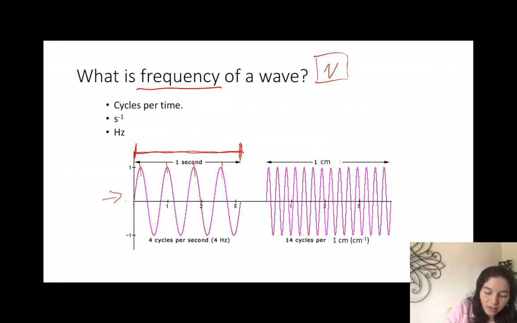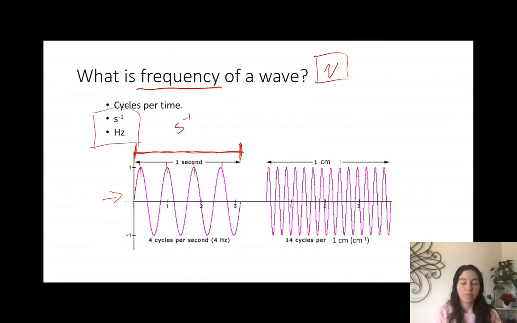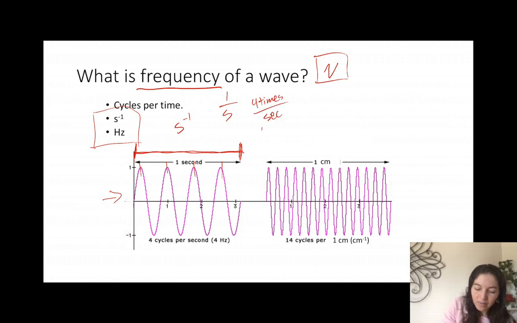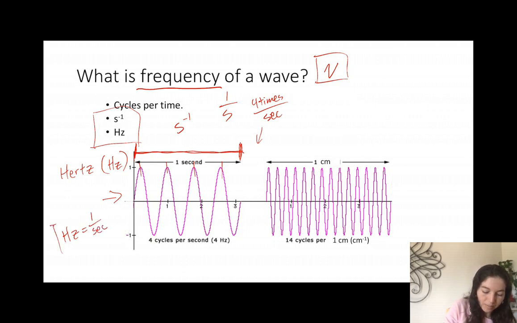Okay, so this is our unit for frequency: inverse seconds, 1 over seconds. This happens 4 times per second. We give this a frequency of 4 inverse seconds. The unit that we use to represent that is called hertz. We abbreviate that as Hz. And hertz is equivalent to 1 over seconds. They're the same thing, so make sure you don't get those confused.